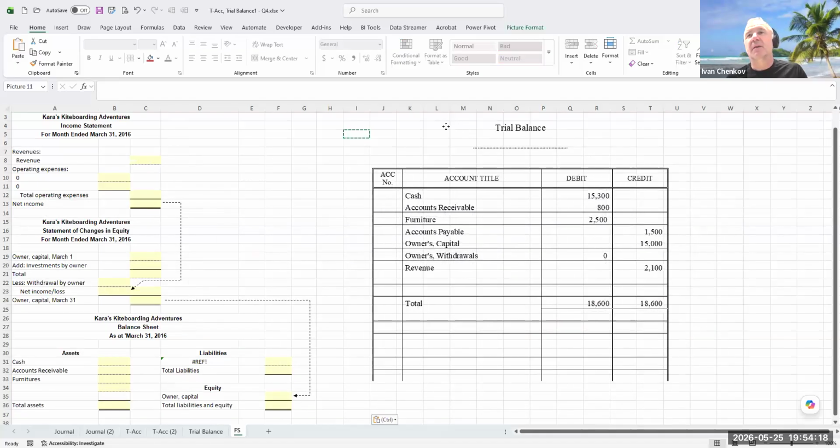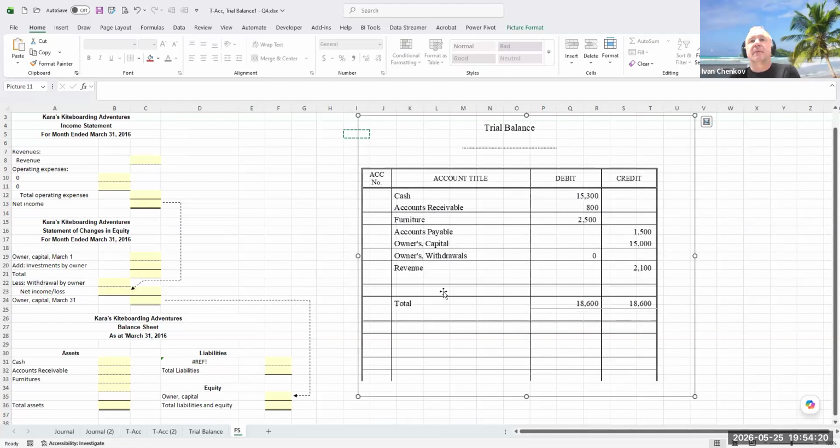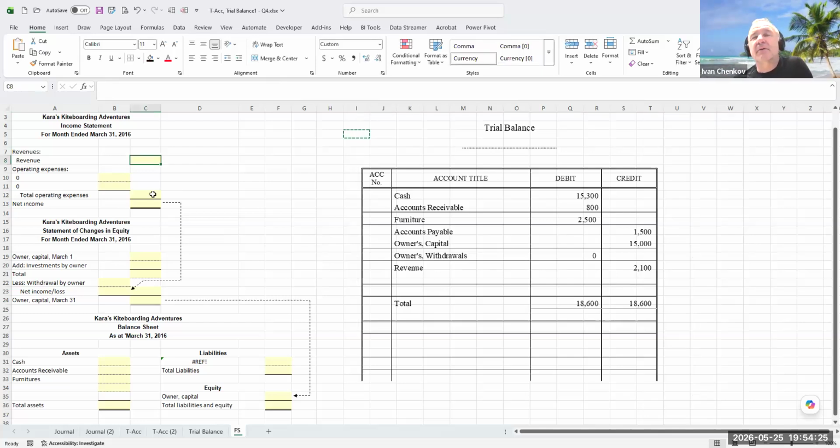So I have my trial balance. From the trial balance, I can see that I have revenue. My revenue is $2,100. Now I don't have expenses, so my expenses are zero. So my net income in this case is equal to the revenue minus the expenses, so $2,100 is my net income.